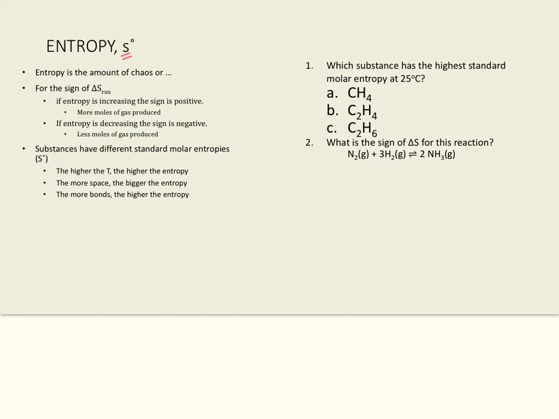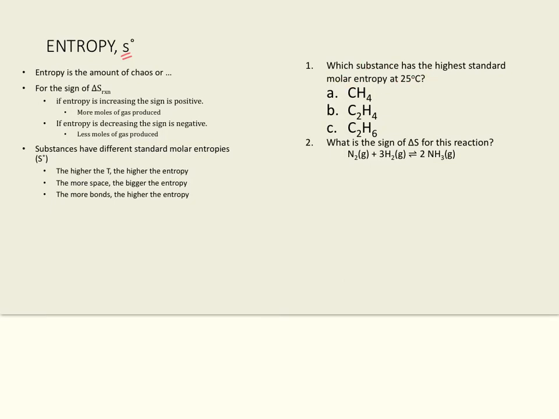So substances have different standard molar entropies, and that's just this. There's no change. It's not a reaction. It's just a standard molar entropy for a substance. The higher the temperature, the higher the entropy. The more space, the bigger the entropy, and the more bonds, the higher the entropy. So if we look here at number 1, which substance has the highest standard molar entropy at 25 degrees Celsius?